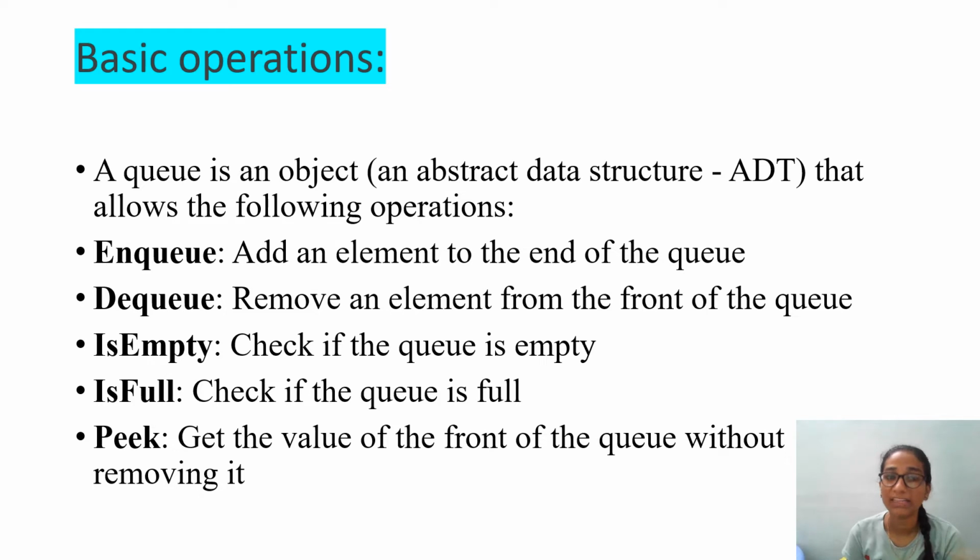Let us see what are the basic operations in queue. There are 5 basic operations in queue, that is enqueue, dequeue, is empty, is full, peek. Enqueue means adding an element to the queue. Dequeue means deleting an element from the queue. Is empty means checking the queue whether it is empty or full. Peek means getting the value of front of the queue without removing it.